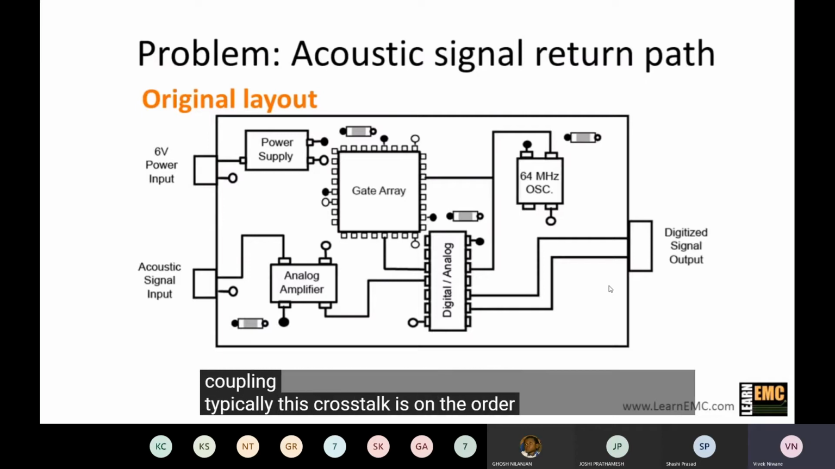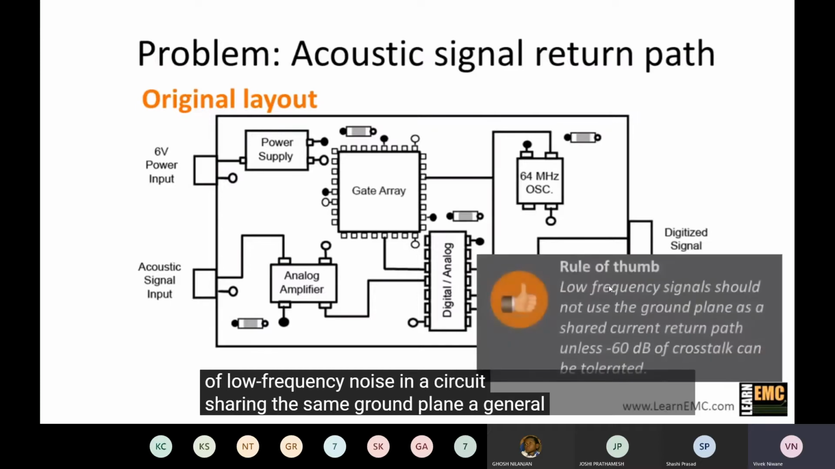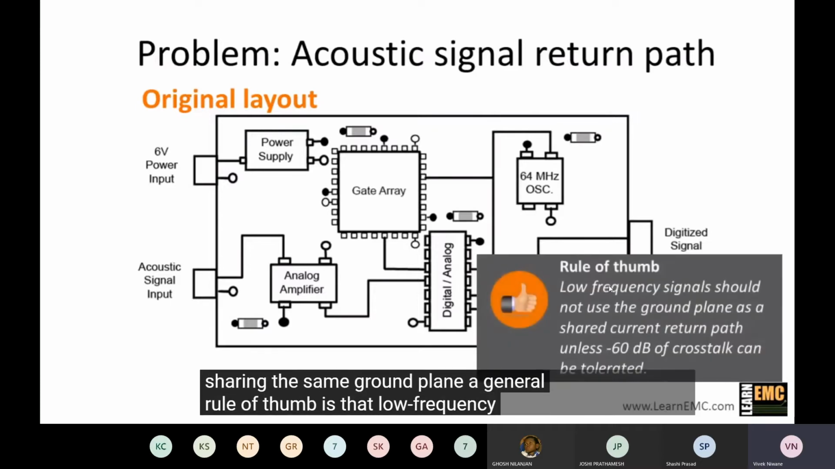Typically, this crosstalk is on the order of -60 dB, or 3 orders of magnitude, although it could be greater for long traces running side by side, or it could be less for circuits that are distant from each other. Using the -60 dB estimate for the crosstalk, a digital signal at 3 volts can be expected to generate about 3 millivolts of low-frequency noise in a circuit sharing the same ground plane. A general rule of thumb is that low-frequency signals should not share the ground plane as a current return path unless -60 dB of crosstalk can be tolerated.